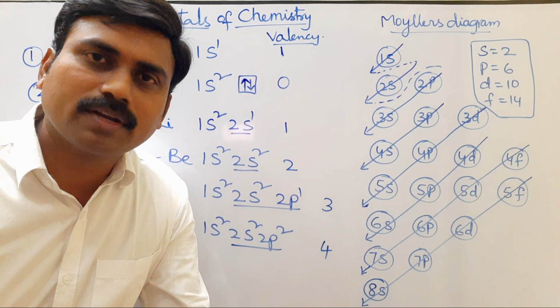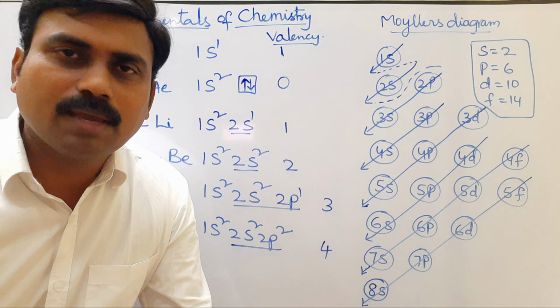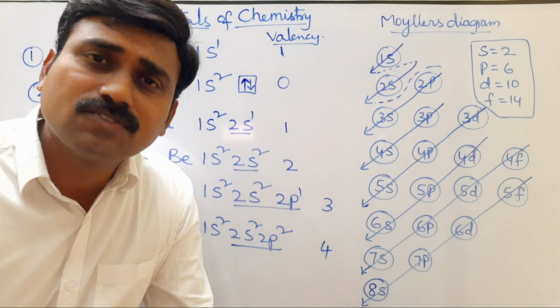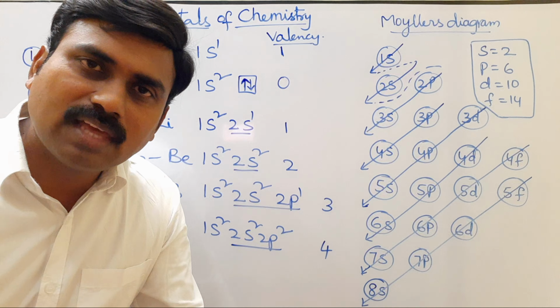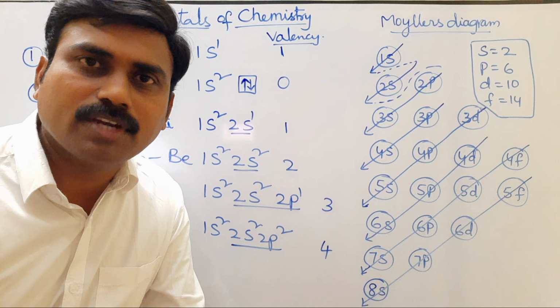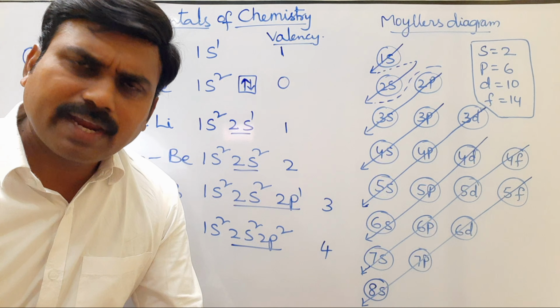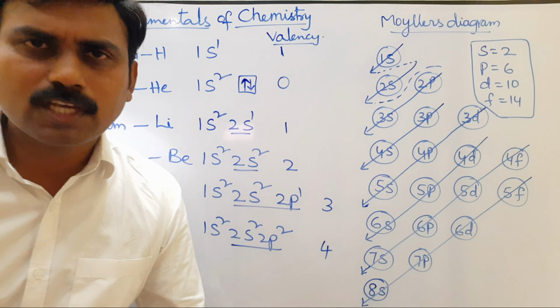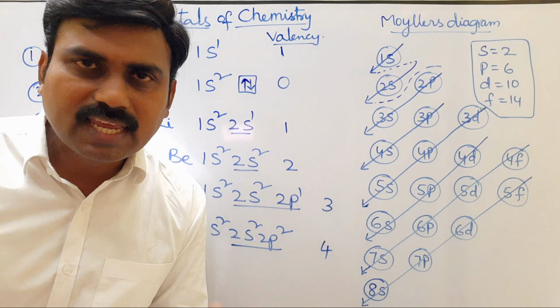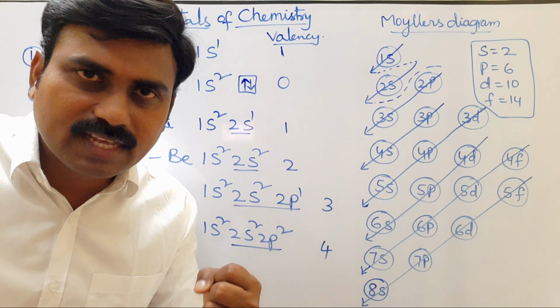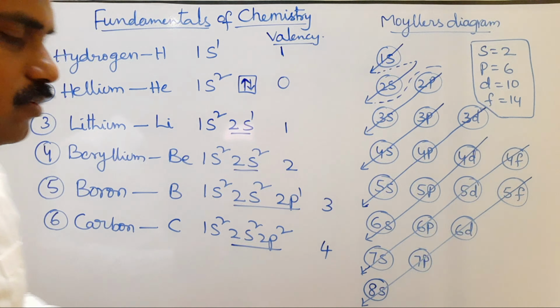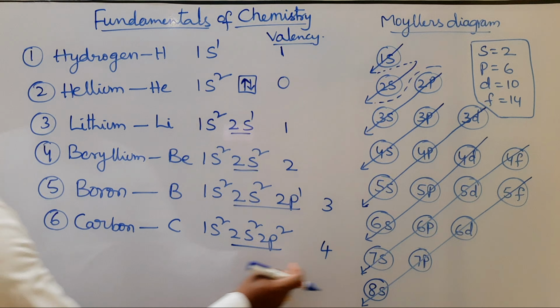We already know about the octet rule. If any chemical species has 8 electrons in its valence shell, it becomes stable. That's why most elements try to attain an octet configuration. For getting an octet configuration, some elements lose electrons, some gain electrons, and some mutually share their electrons, finally for attaining stability only. So according to the stability rule, carbon valency is 4.